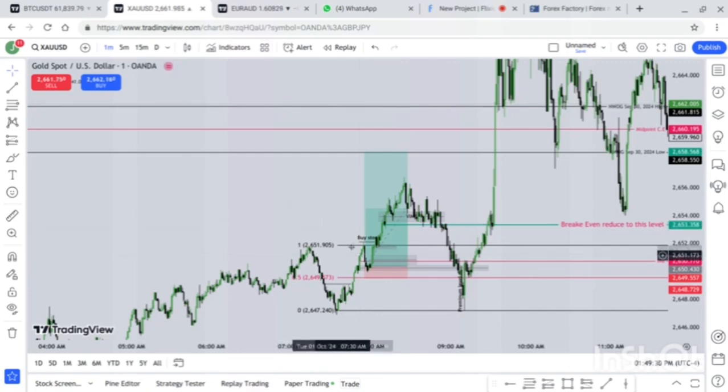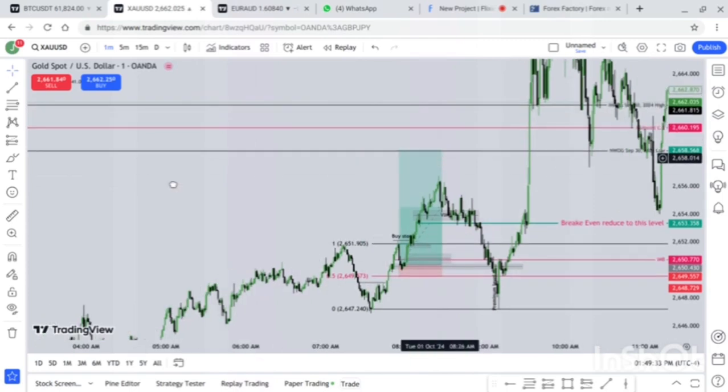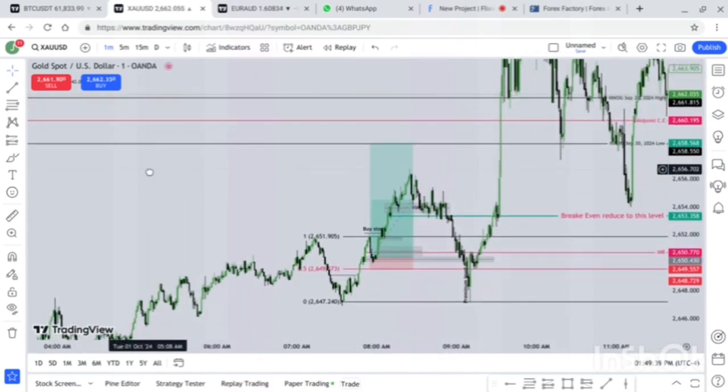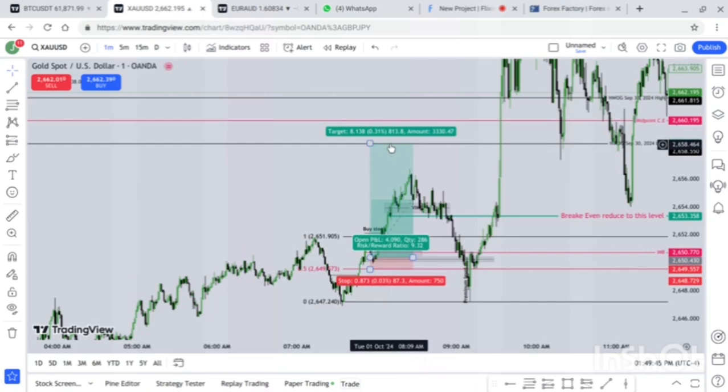Now the market cleared this liquidity and it's still going up. Me, I'm aiming for this one because why? There is still liquidity at the back. But you don't need to go back. You just have to focus on the liquidity the market has created at that time. So I was like, the market is going to go in this direction. That's what I'm aiming for after I clear this liquidity.